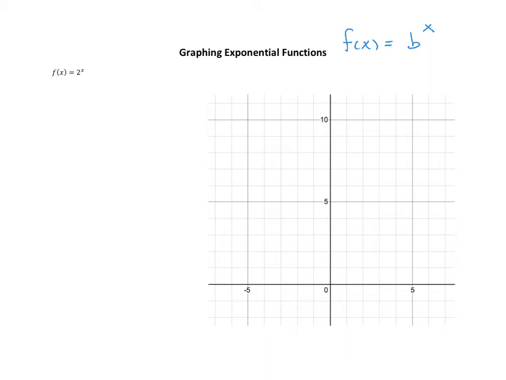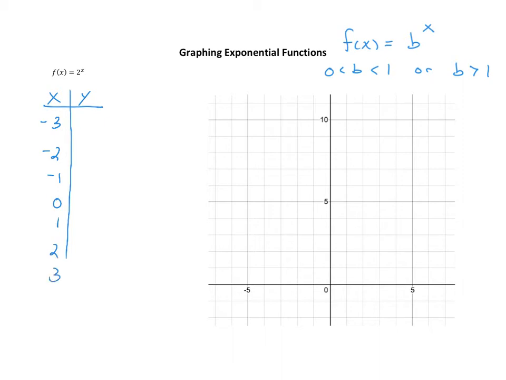The other requirement is that the base b is either between 0 and 1, or the base b is greater than 1. To see what a graph of an exponential function looks like, let's graph 2 to the x. So here the base is 2. So we're talking about this category over here. I'm going to create a table of values. Maybe I'll do like -3, -2, -1, 0, 1, 2, and 3. Might be more than we need, but I'll start with those numbers.